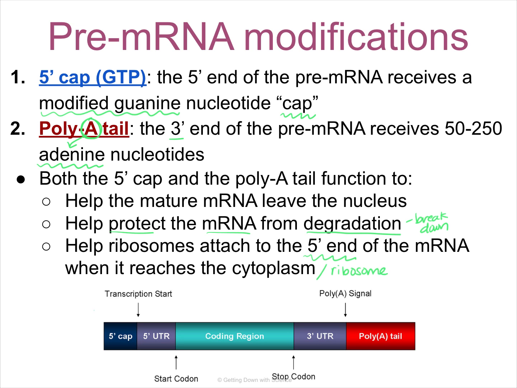Okay, so here's your 5' cap right here. This is on the 5' end of the mRNA. Then you have your poly A tail. This is on your 3' end. And all of this is to help essentially protect the mRNA and help get it out of the nucleus.